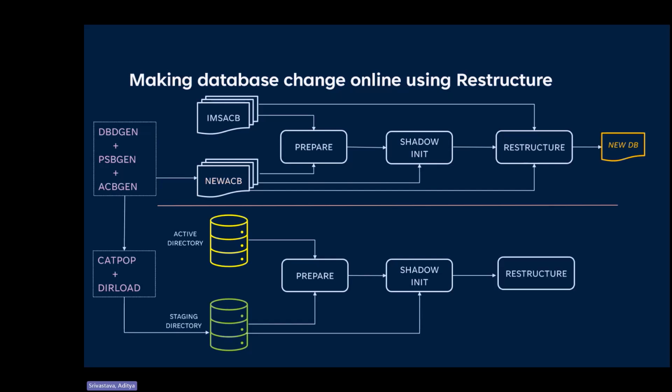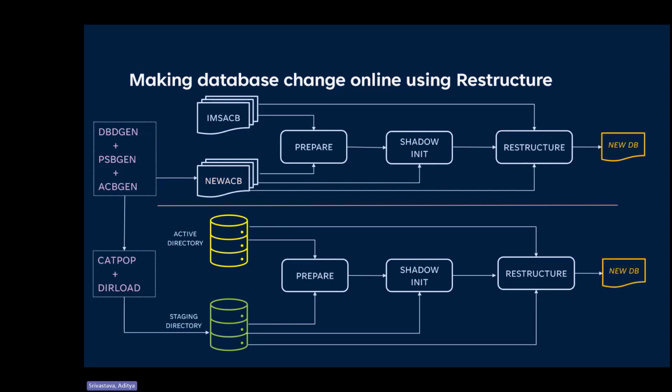After this, we have to run restructure, which uses the plan file. I should have shown the plan file here. It uses the plan file, and with respect to the control blocks, it accesses the active directory to get the existing definitions. I'm not calling them old yet. The new definitions, obviously, it gets from the staging directory, and then it creates your new database. When I say it creates your new database, it means it has a mechanism to make your shadow data sets your original data sets. Basically, it will do that.